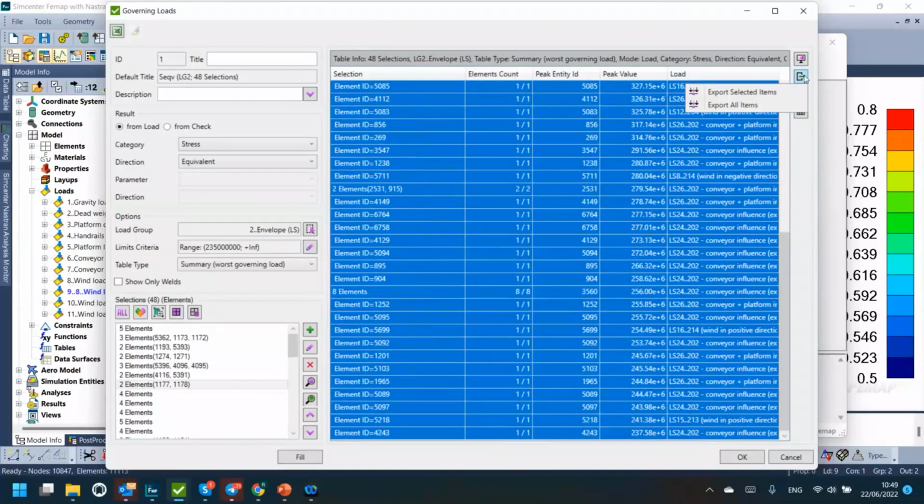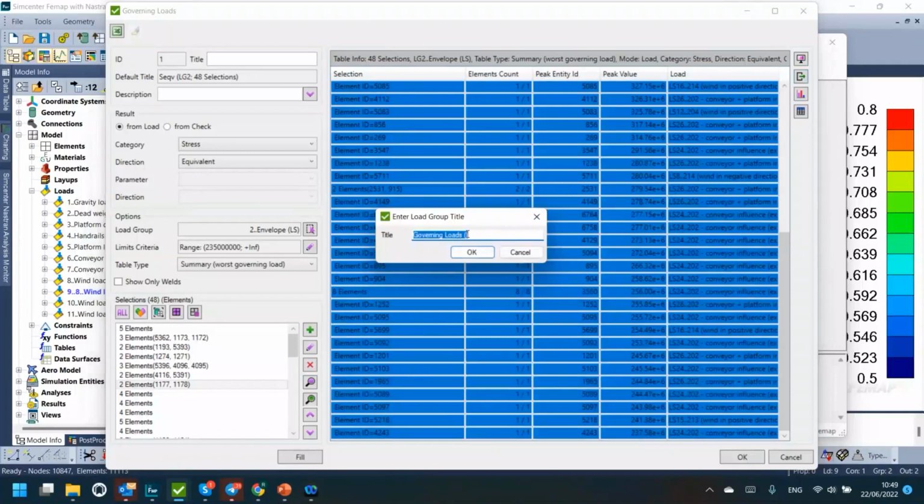So if you click on this icon, there is an option you can export selected items or all the items, but since I selected all, doesn't matter. I do export and I write governing loads stress level. I click OK.